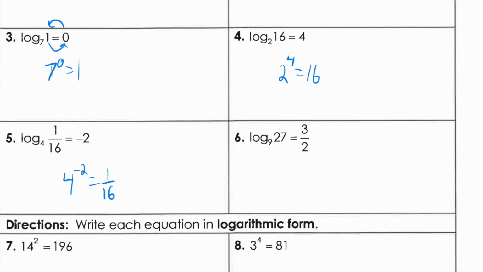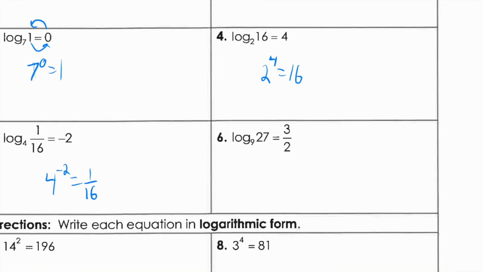Number 6 here, we have log base 9 of 27 equals 3 halves. So this is 9 to the power of 3 halves equals 27, which we may not initially know or recognize as a true statement, but it is. What this would end up being, if you're curious, is the square root of 9 to the third. And the square root of 9 would be 3, and so this would end up being 3 to the third, which is, yes, 27. You could also say 9 to the third, 729. The square root of that is 27, in case you're curious.